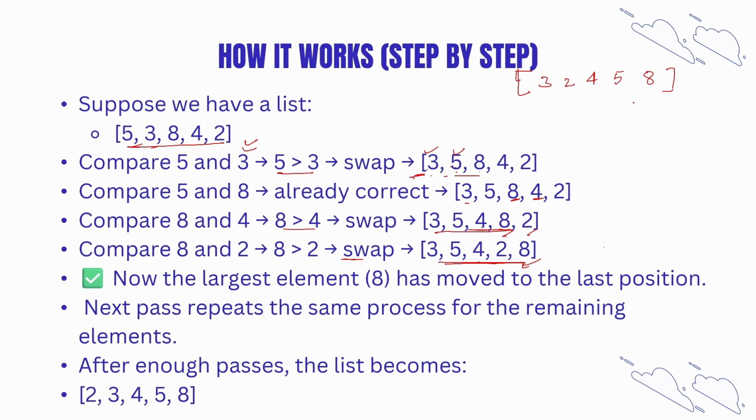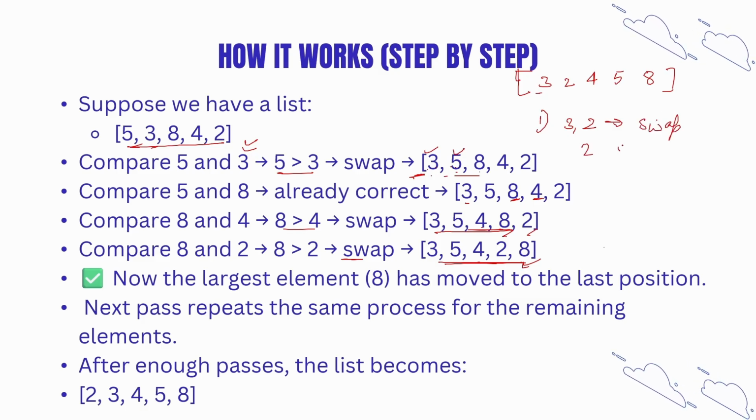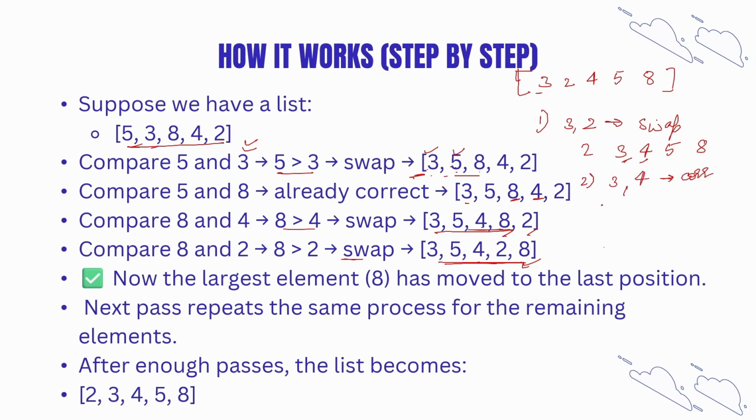Then again, we'll be comparing these two elements, 3 and 2. Since 2 is smaller, we will swap. So our list becomes 2, 3, 4, 5, 8. Next, we will compare 3 and 4. It's correct. So our list is 2, 3, 4, 5, 8.